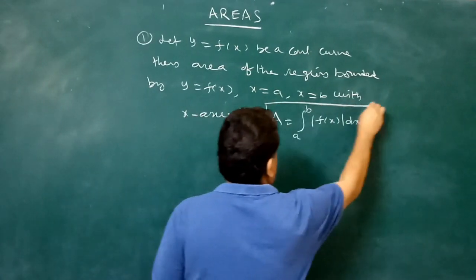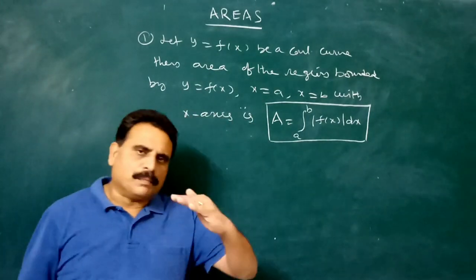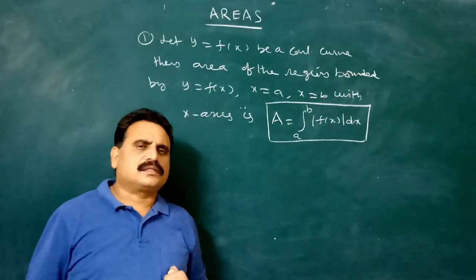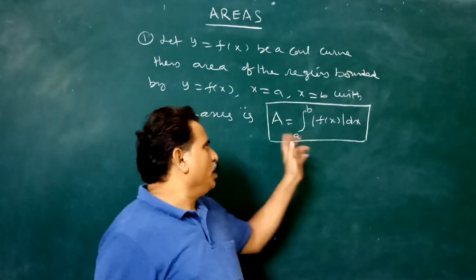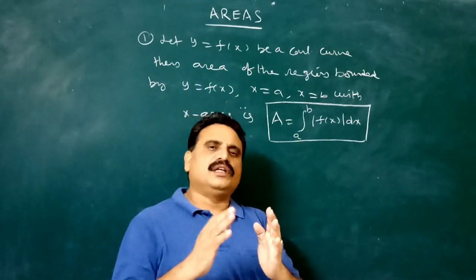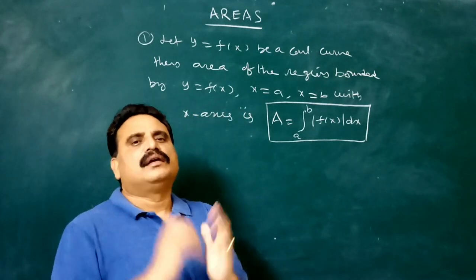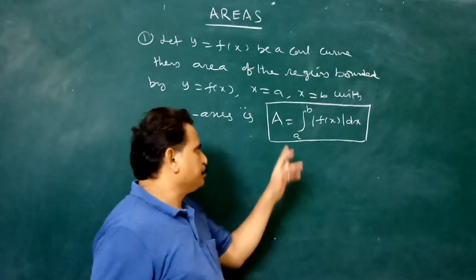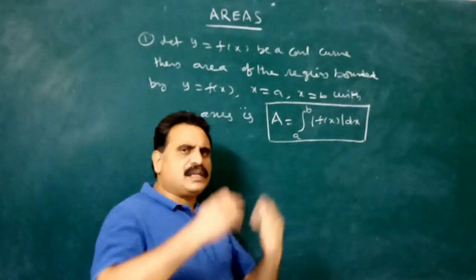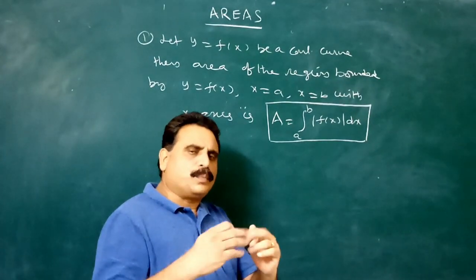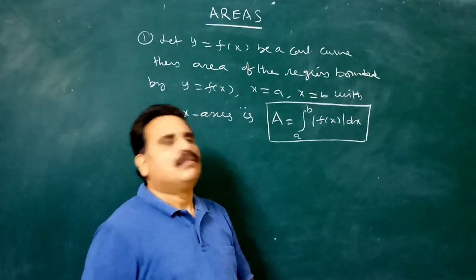So here, modulus: if the curve is completely above the x-axis between the limits a and b, in that case the area is integral a to b f of x dx. Then modulus f of x is free from the modulus whenever f of x is positive in the interval a to b. Next, if f of x is negative, it is minus f of x. Some part is above and some part is below, so the positive part is plus f of x and the negative part is minus f of x, according to the definition of the modulus.